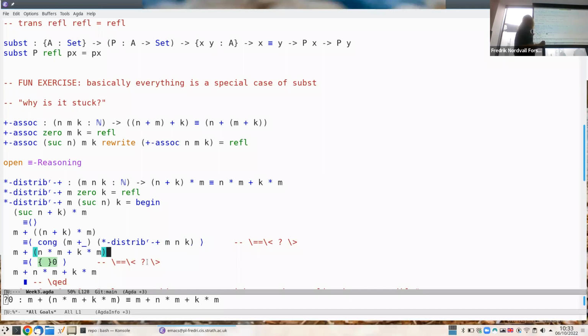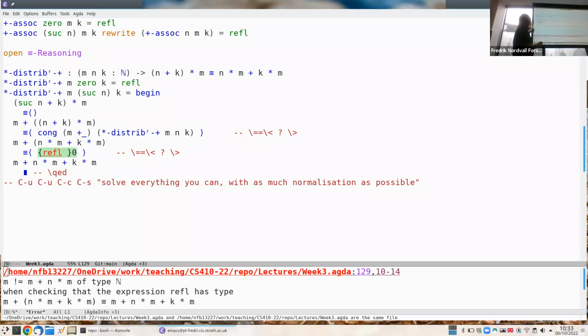So what's missing to get from here to here? All the right things are in the right order, I think, right? Now M times M, we have k times m. It's just that here we have brackets on the right, and here we have no brackets. And you could see, well, maybe no brackets means that there should be brackets to the right. It depends on how we have declared the fixity of these things. So we could be optimistic and try to refl, but then Agda complains. So life is not easy.